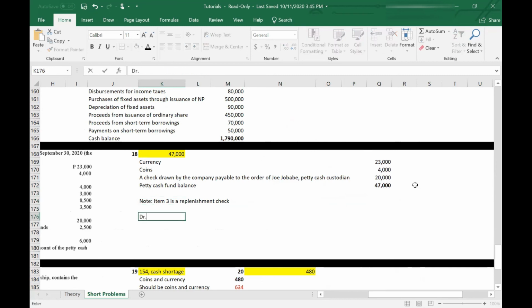So, yung entry dyan, di ba, you debit, for example, expenses, tapos you credit cash in bank. Nag-i-issue ka ng check. Nababawasan nga yung cash in bank mo, pero nagiging mas mataas naman yung petty cash fund mo. So, 23 plus 4 plus 20, 47,000. Again, this one is a replenishment check. So, nire-replenish mo yung petty cash fund mo. So, in effect, ilan na talaga yung balance ng PCF mo? May currencies ka, may coins ka, tas may check ka. 47,000 pesos.